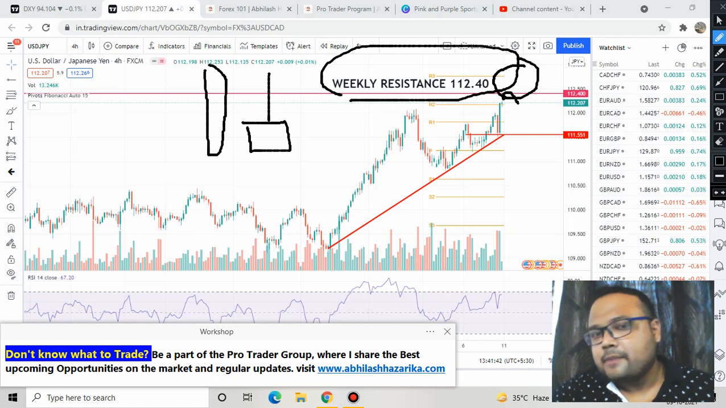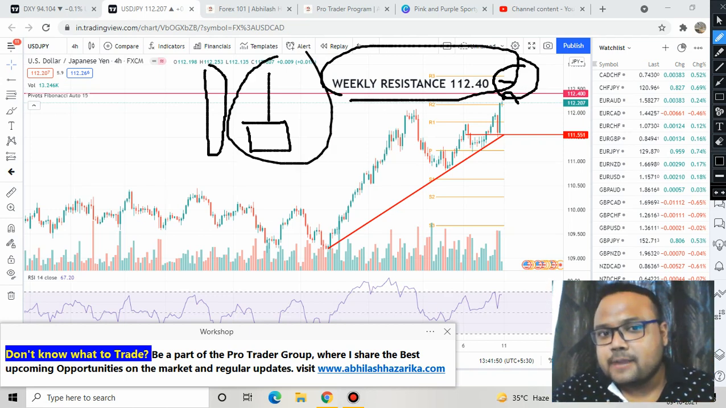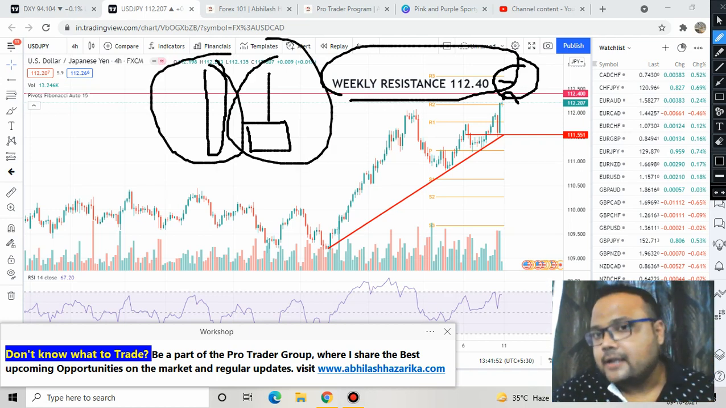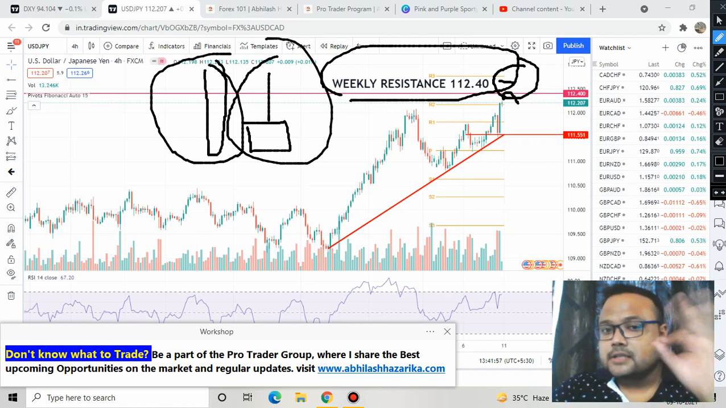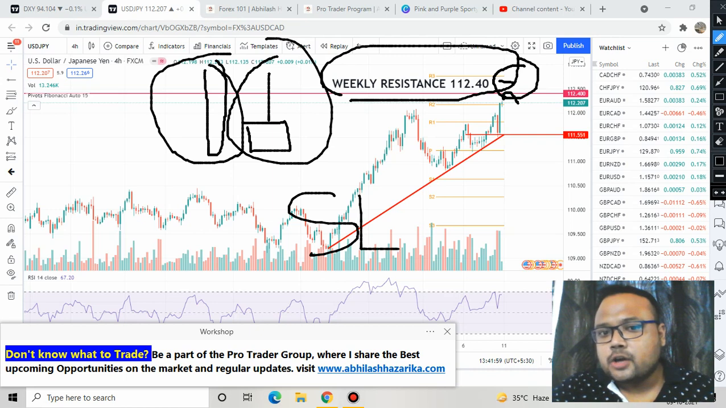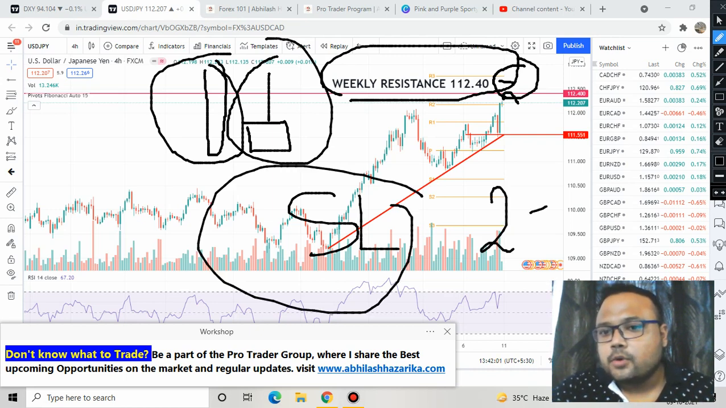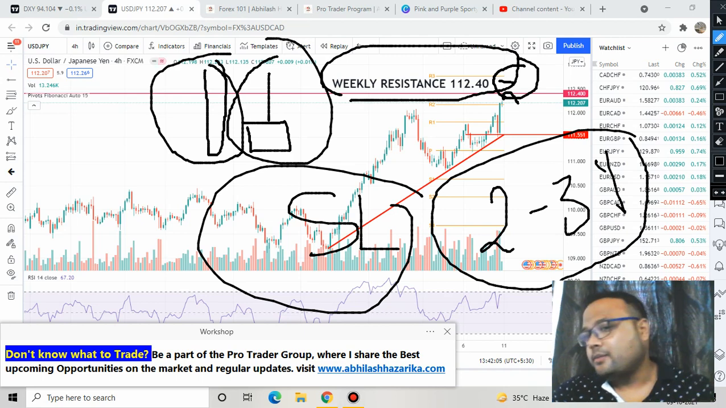Just keep in mind, always use a proper stop loss. Your stop loss will be above this level. So if the market reverses in the form of a shooting star pattern or bearish engulfing pattern at the 112.40 level, then you can short the market. Always use a stop loss and do not risk more than 2 to 3% of your trading capital. That is your second trading opportunity.